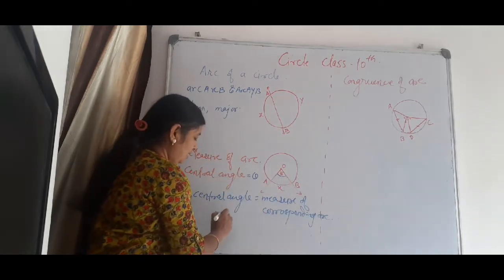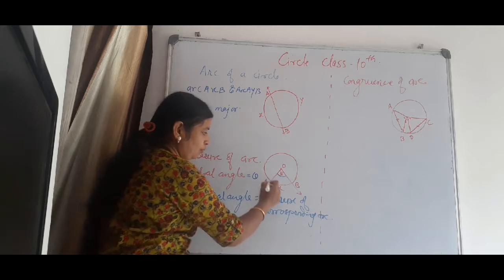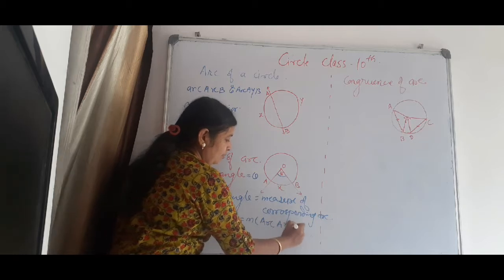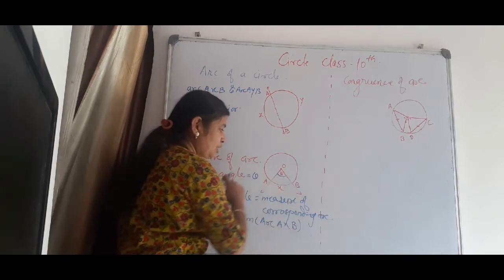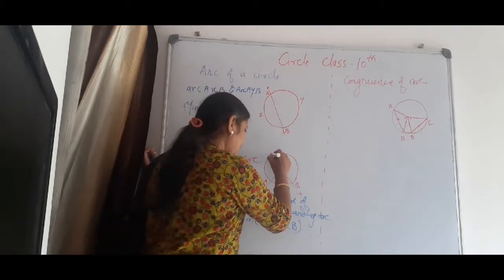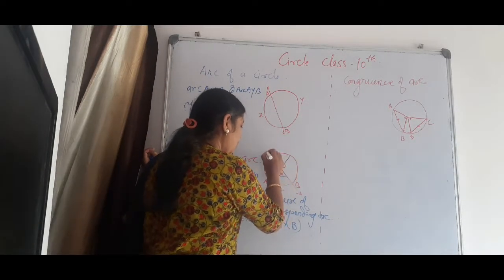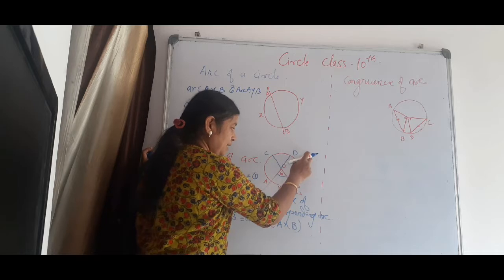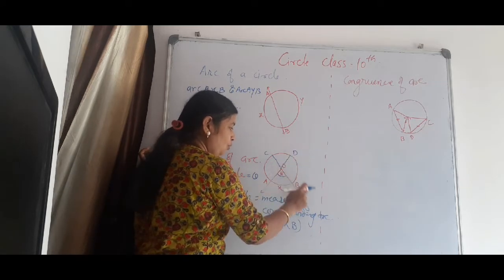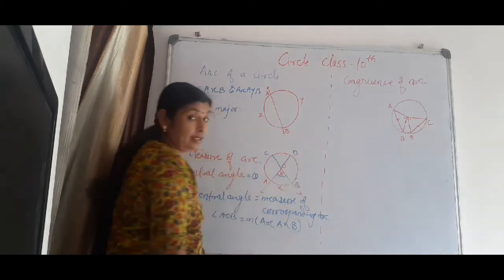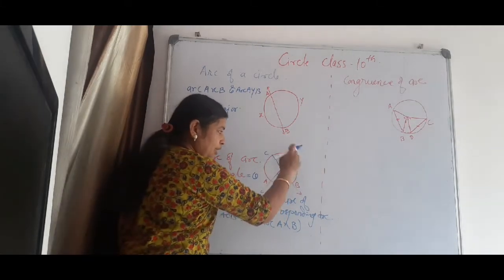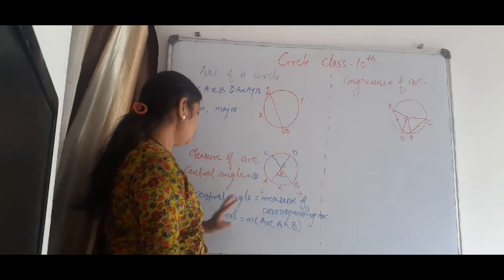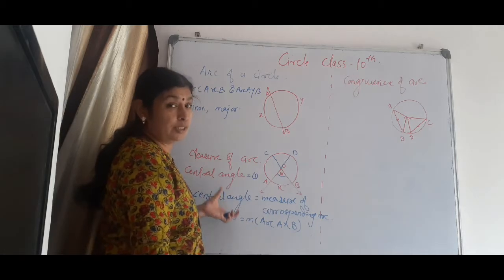Now which is the central angle? Angle AOB is equal to the measure of arc AXB. The measure of the central angle and the measure of the corresponding arc are the same. Similarly, angle COD is equal to measure of arc CD. If DB, then angle DOB is equal to measure of arc DB. Central angles and corresponding measures of arcs are always equal. This property is used in many examples.